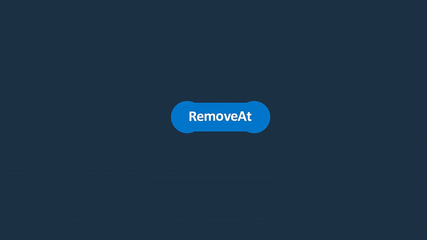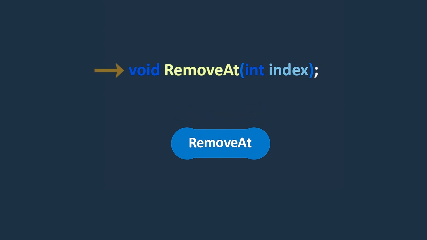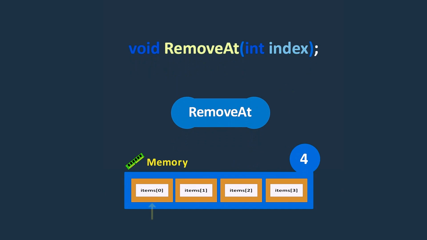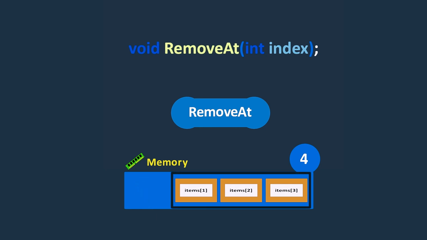Alright, moving on, we have the remove at method. This is the syntax of this method. The index represents the position of the element we want to remove. This method allows us to remove the element at a specific index from a list. Then shifts the remaining elements to fill the gap.